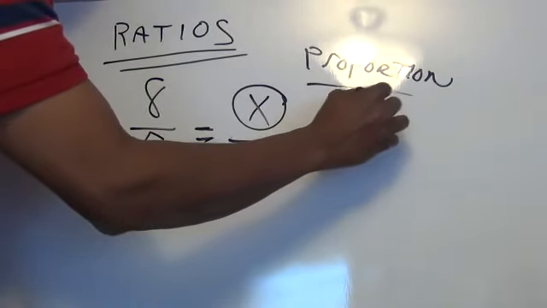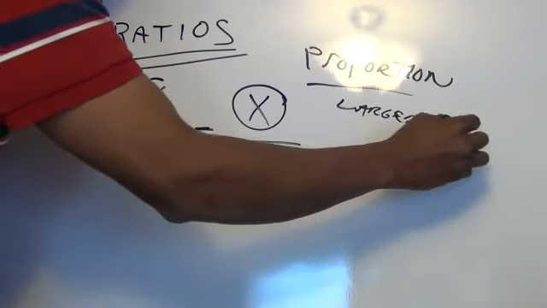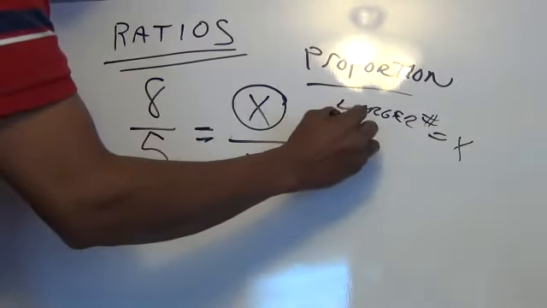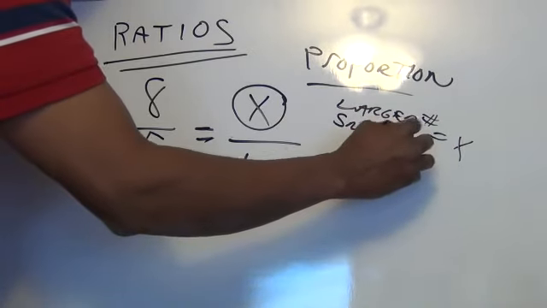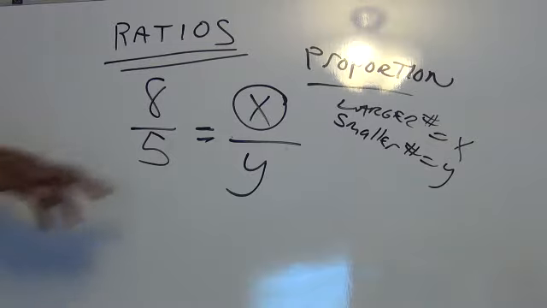We're going to say larger number is equal to x, and smaller number is equal to y. So larger number and smaller number.